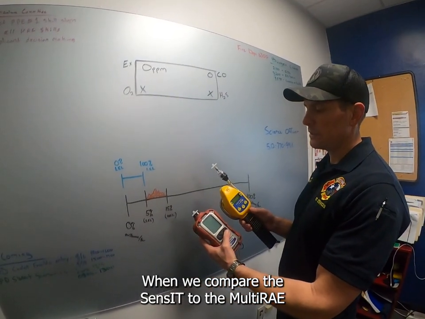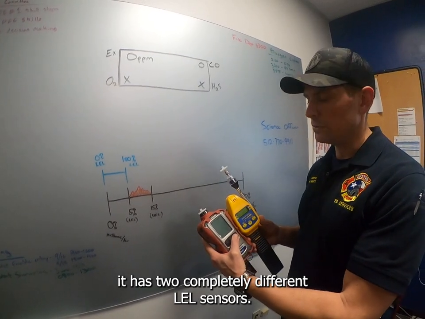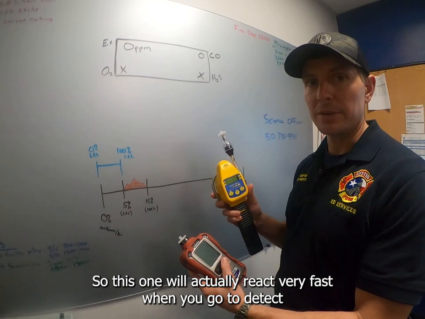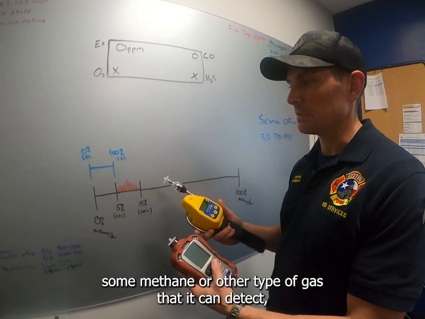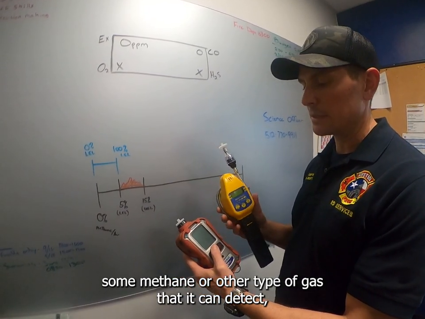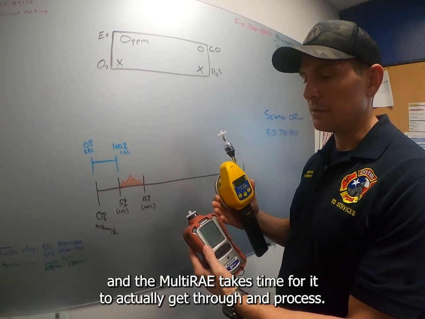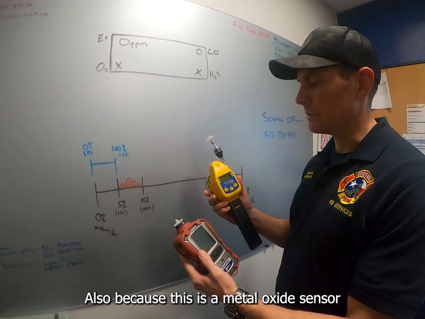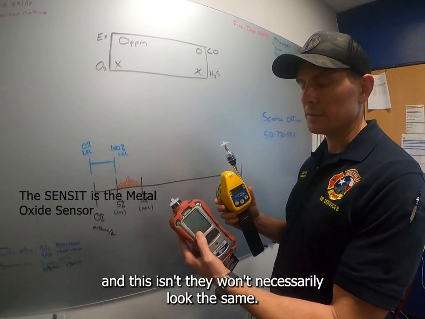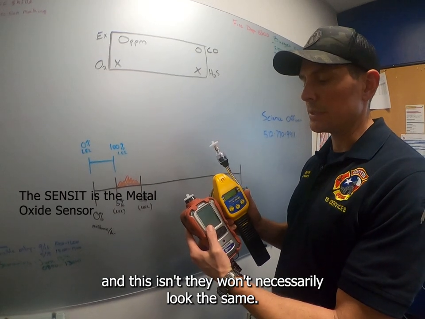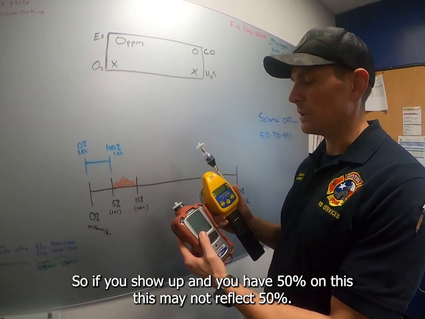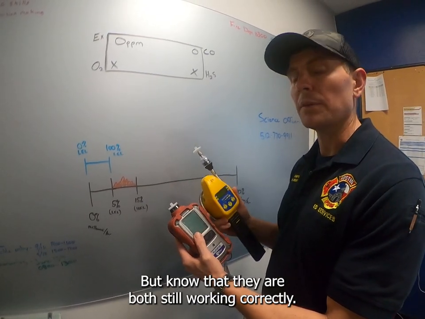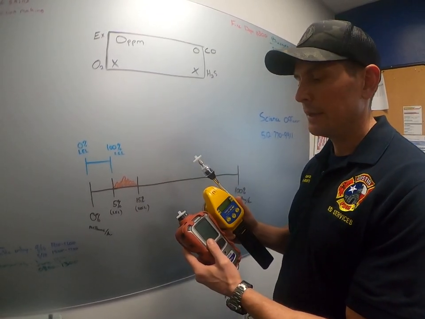When we compare the SensIT to the multi-ray, it has two completely different LEL sensors. So this one will actually react very fast when you go to detect some methane or other type of gas that it can detect. And the multi-ray takes time for it to actually get through and process. Also, because this is a metal oxide sensor and this isn't, they won't necessarily look the same. So if you show up and you have 50% on this, this may not reflect 50%, but know that they are both still working correctly.